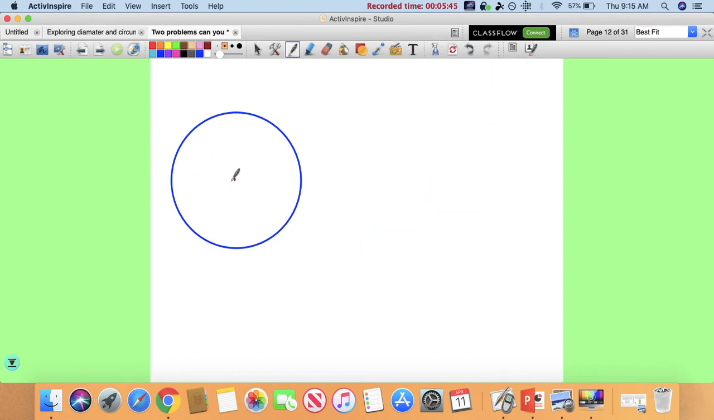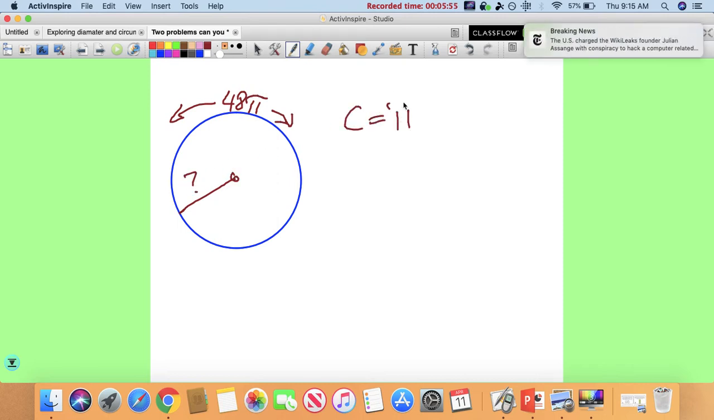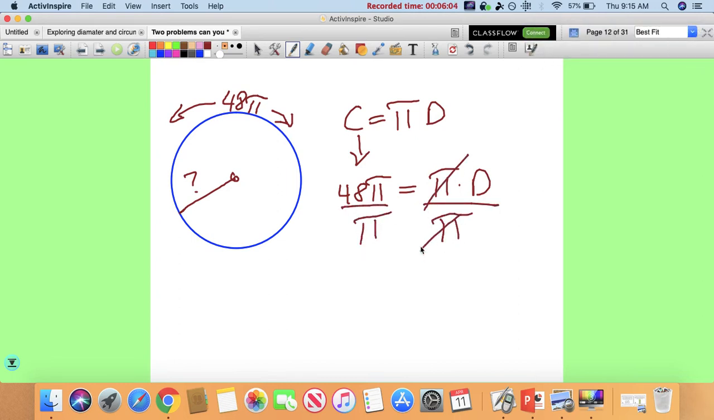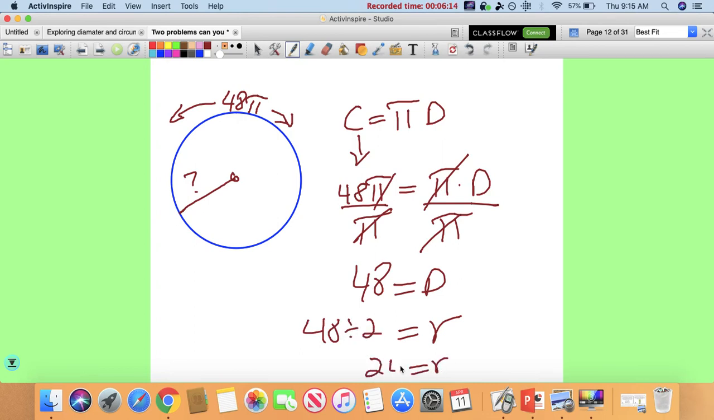Number 3, again, it's a radius, and the circumference around is 48 pi. So we need to find the radius. C equals pi d. C equals 48 pi equals pi times d. Divide both sides by pi. And the diameter is 48, but we're not looking for the diameter, we're looking for the radius, so I have to do 48 divided by 2. So the radius is 24. The diameter is 48, okay?